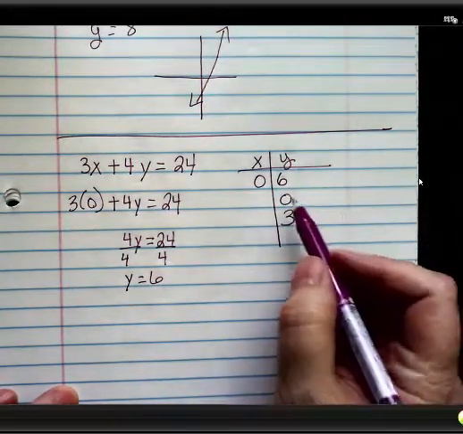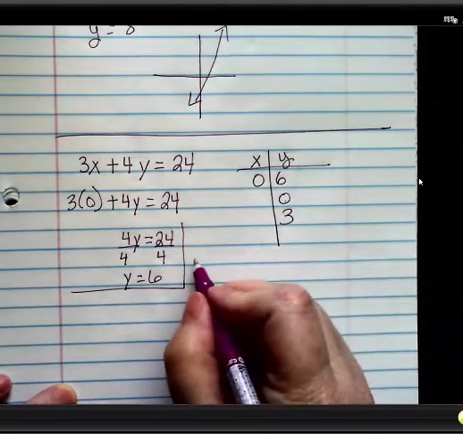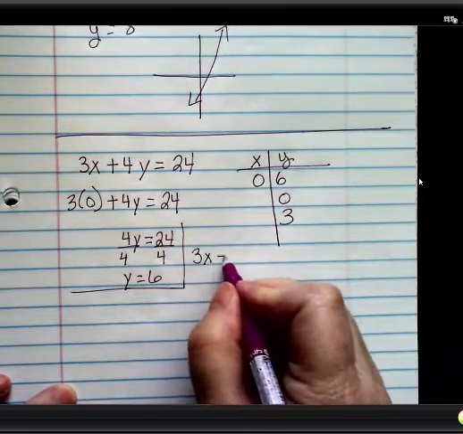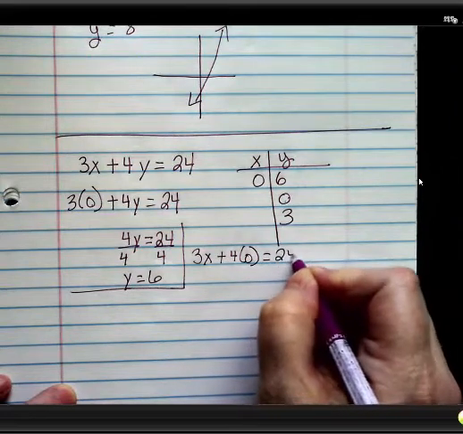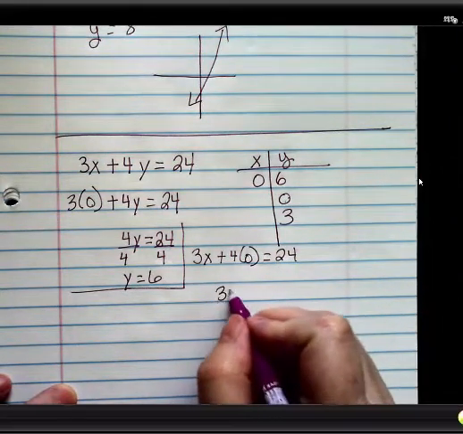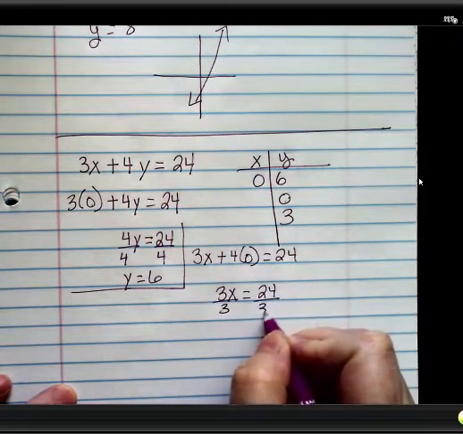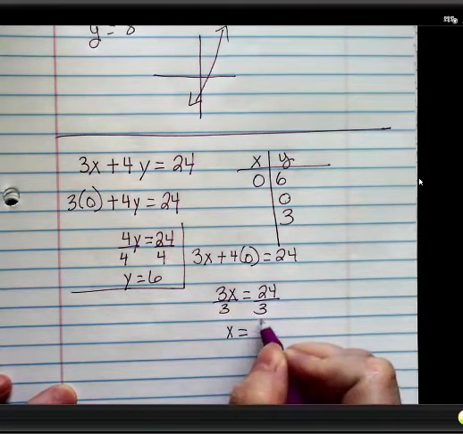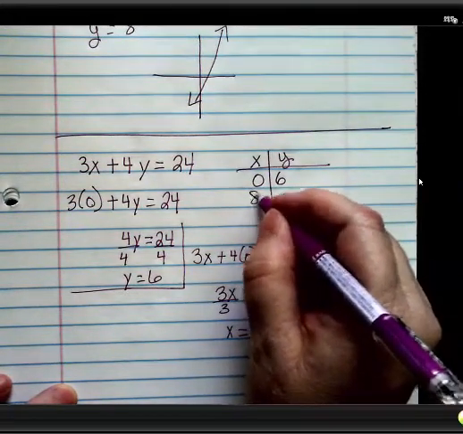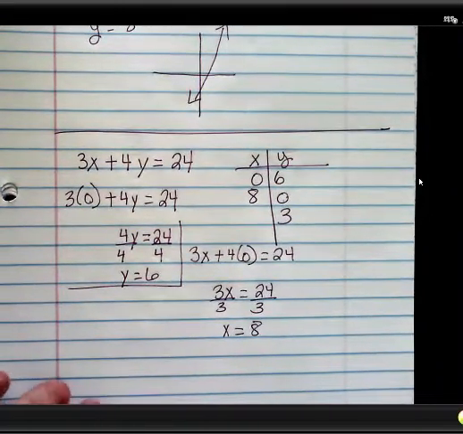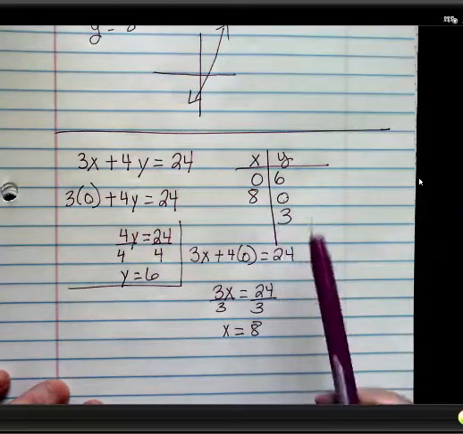Now let's take a look at making y equal to 0. So now I have 3x plus 4 times 0 equals 24. 3x equals 24. And x equals 8. Took me a minute to do that in my brain there. So now I have 2 points, 0, 6 and 8, 0.